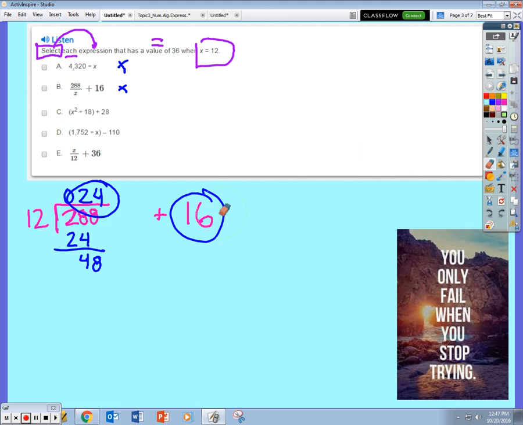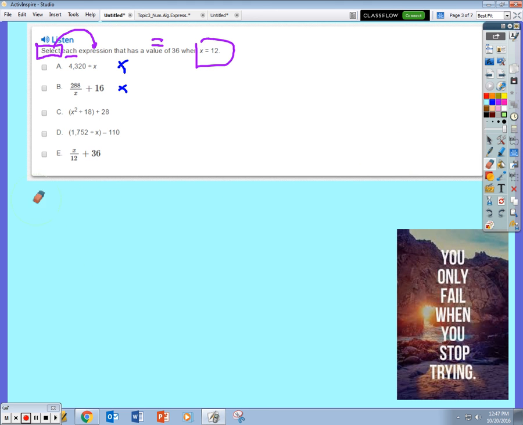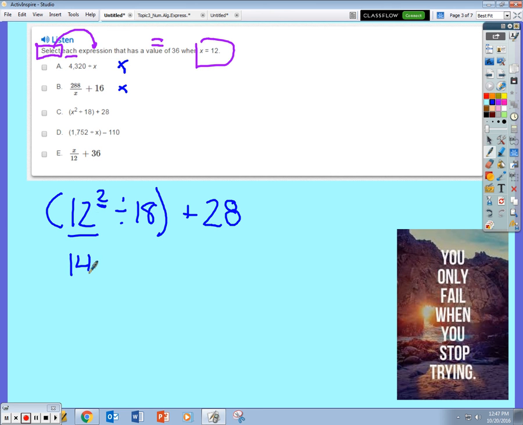All right, let's take a look at the next one now. We have x squared, open parentheses, x squared, which becomes 12 squared, divided by 18, close parentheses, plus 28. Again, I have to know that in 12 squared, 12 is the base and 2 is the exponent. The 2 says use 12 as a factor 2 times. So 12 times 12 is 144. I divide that by 18, and then I add to that quotient 28.